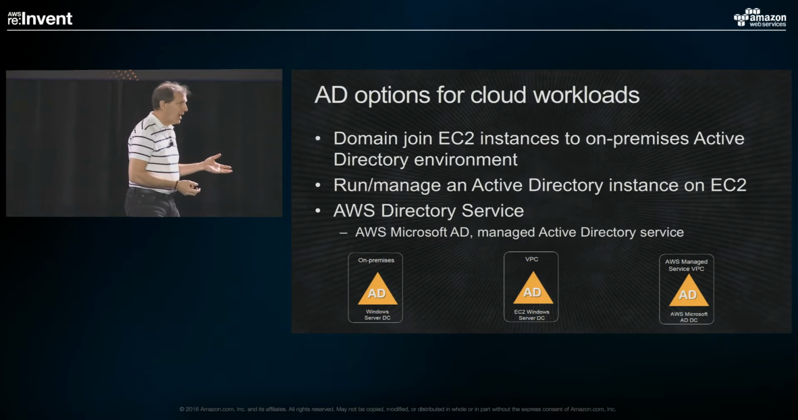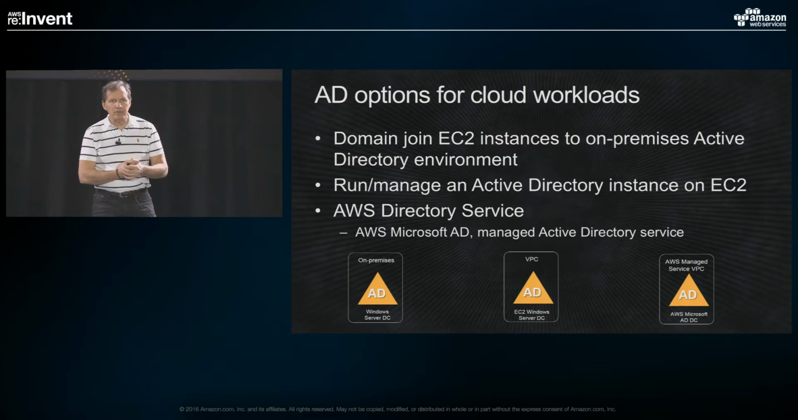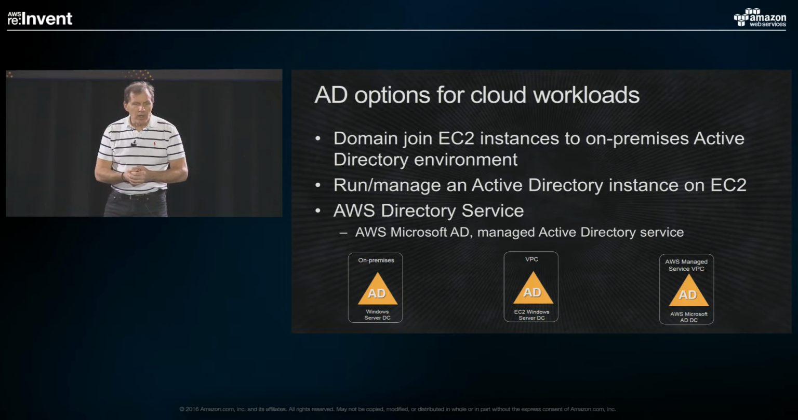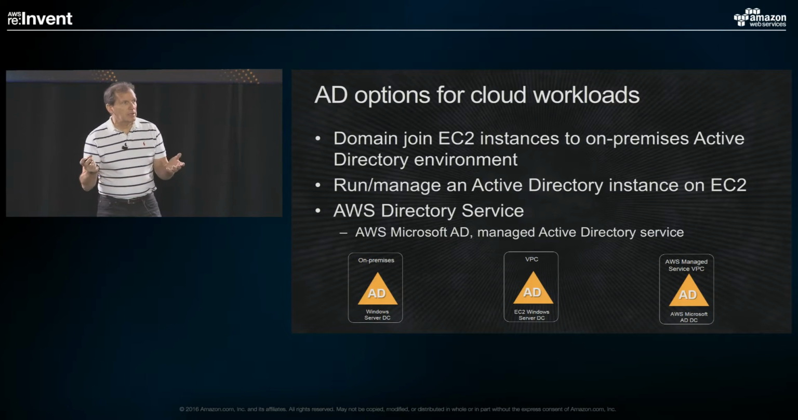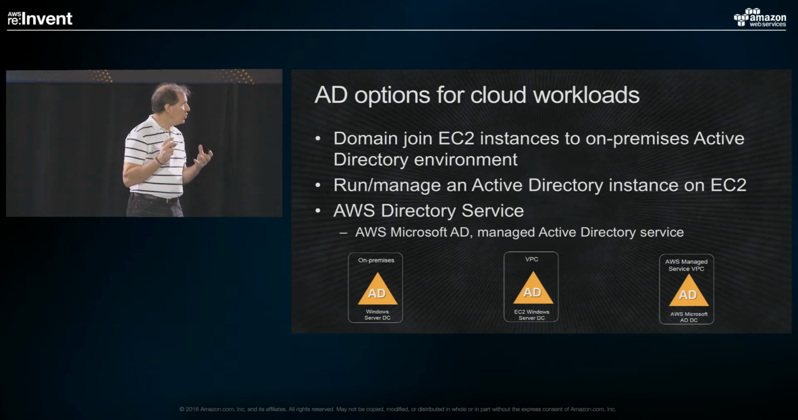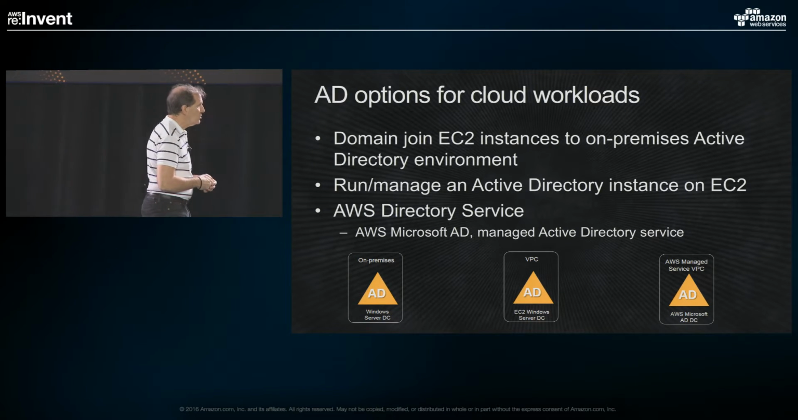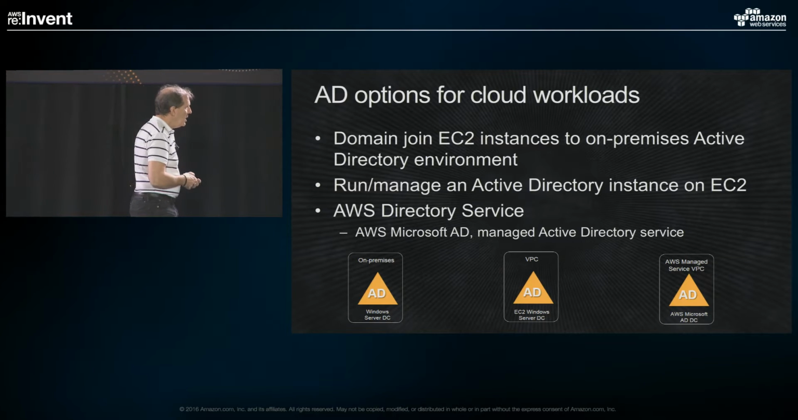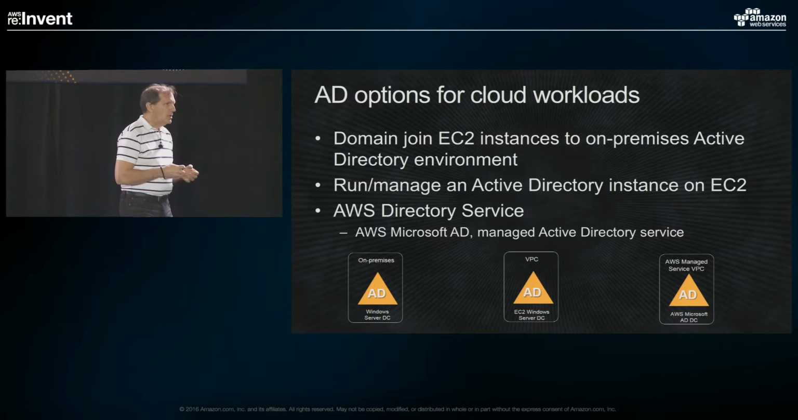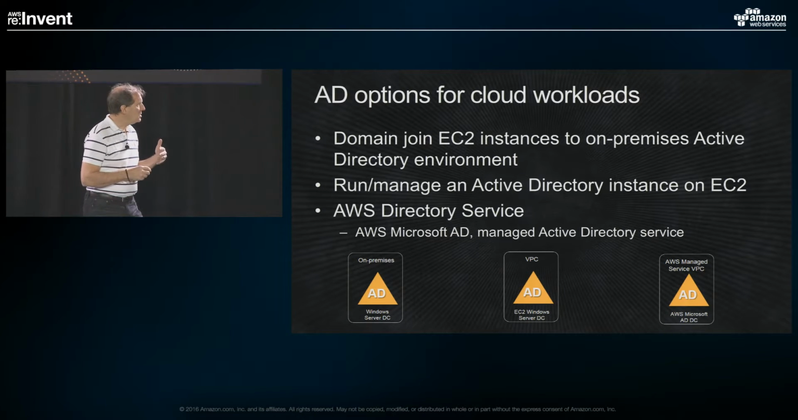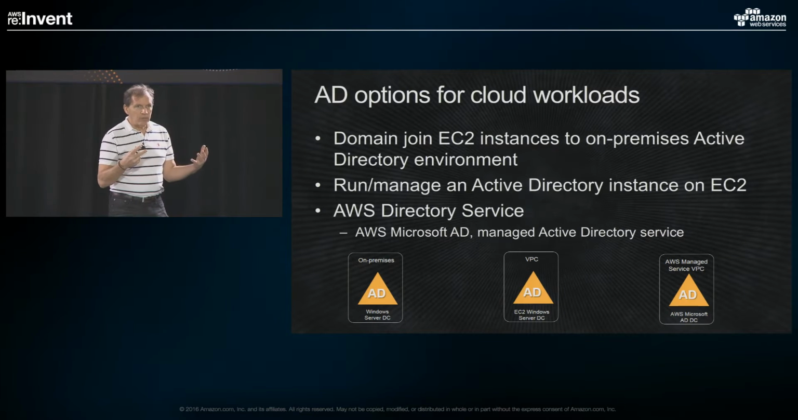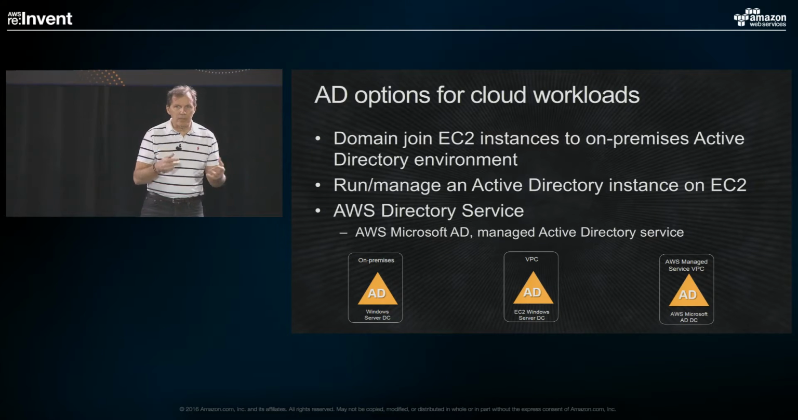One of the first options, the option that was originally pretty much your only option, was having your Active Directory on premises, having a network connection to the cloud, and joining all your EC2 instances that were in the cloud to your on-premise Active Directory. So that was one option. The second option was that you could run Active Directory on an EC2 Windows instance in the cloud and move applications up into the cloud using that directory.